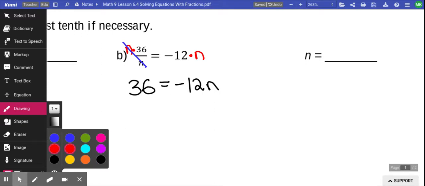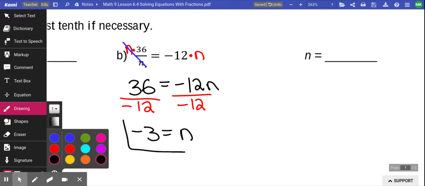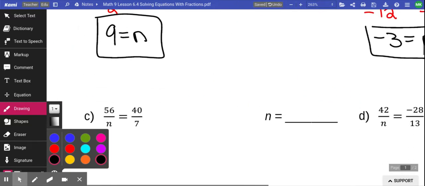Wonderful. To solve that, we have to get rid of the negative 12n. That's technically negative 12 times n, because there's nothing in between the 12 and the n. So the opposite of timesing is dividing. We divide both sides by negative 12. That gives me an answer of negative 3 equals n. Beautiful. Let's move on to C.